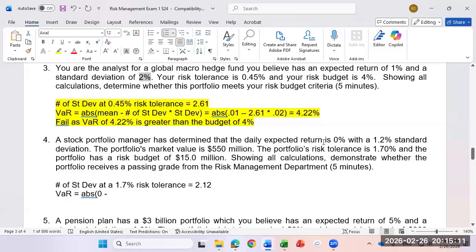Here, though, this is a daily number. So any given day, zero is your best guess. If you're trying to guess what the S&P is going to do tomorrow, you probably wouldn't guess 0% because we have futures overnight that are telling us the market's probably going to be down tomorrow. But if you didn't know, like next Wednesday, your best guess for next Wednesday is 0% on a daily basis. And our number of standard deviations is 2.12. And our standard deviation is 1.2%.